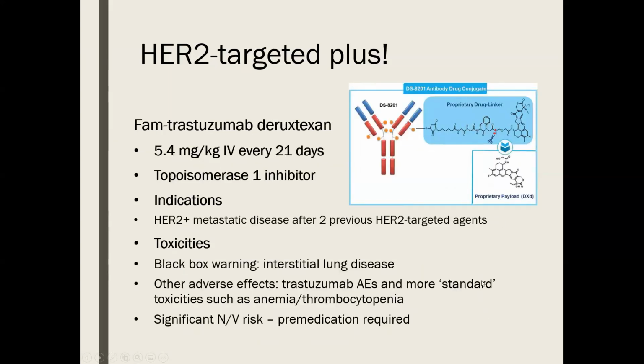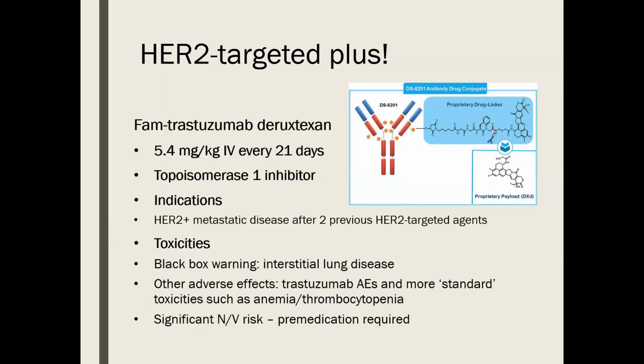And then the most recent, fam-trastuzumab deruxtecan. This is basically, again, a monoclonal antibody with a drug linker linking to a topoisomerase I inhibitor in this case. The dosing's here on the slide, 5.4 milligrams per kilo every 21 days. This is indicated for HER2-positive breast after 2 previous HER2 products, aka trastuzumab, and the previous agent, though there was some recent data comparing these last two drug antibody conjugates that was out last week that may indicate that this product is potentially superior to the prior product.